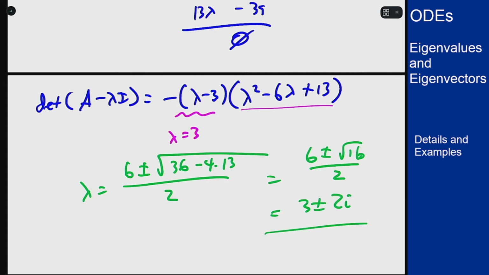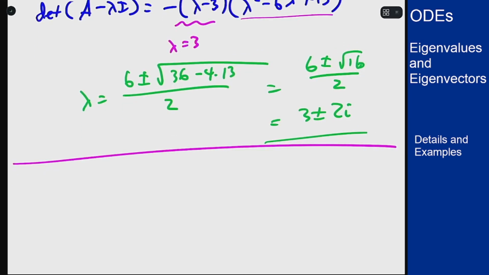We have one real eigenvalue and then a complex pair of eigenvalues at 3 plus or minus 2i. So to fully solve this, we have to find the eigenvector that corresponds to the real eigenvalue 3, and then only one of the two for the complex pair, because otherwise it will automatically be the complex conjugate. Let's start with the real eigenvalue, lambda equals 3.